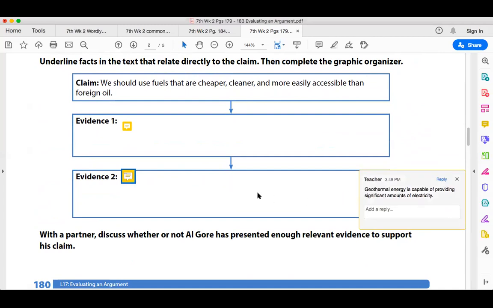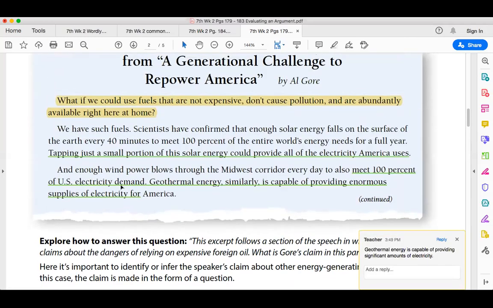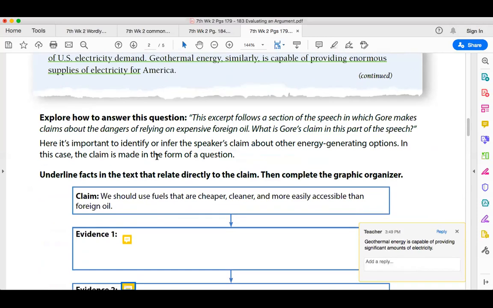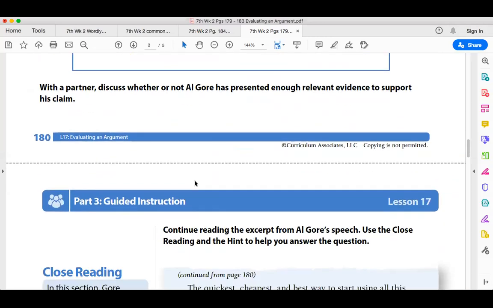So, thinking about this, what I want you to think now, if you have a partner, you can talk, but really, did Al Gore present enough evidence to support his claim? You should be able to say yes or no and be able to explain why he did or he didn't. Are these two claims enough to support his claim? All right. So let's move on to the next page.